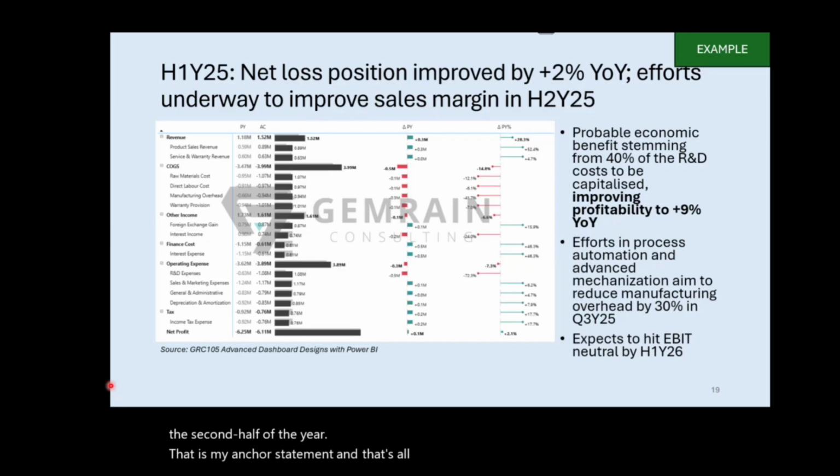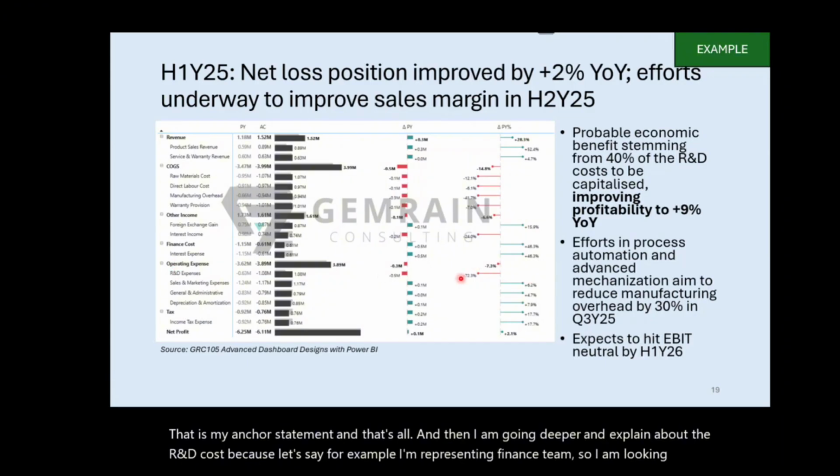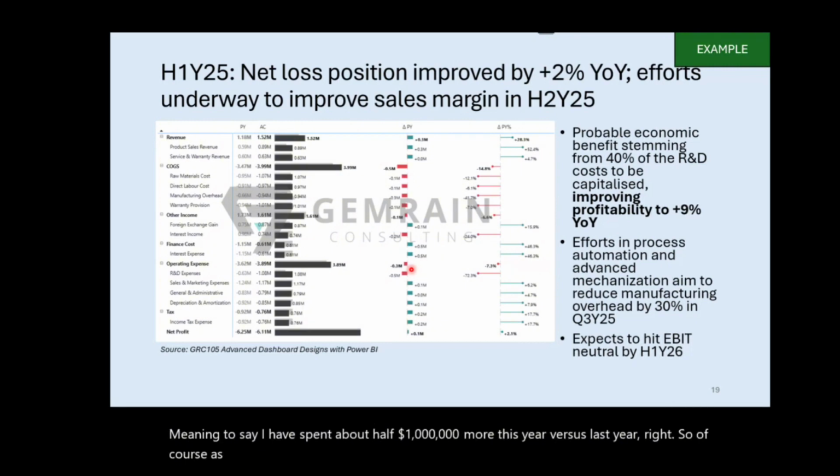And then I am going deeper and explaining about the R&D costs, because let's say, for example, I'm representing the finance team. So I am looking at a negative 73%, meaning to say I have spent about $500,000 more this year versus last year, right? So of course, as I'm in finance, we all work together with the financial controller.